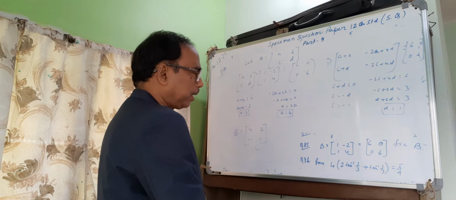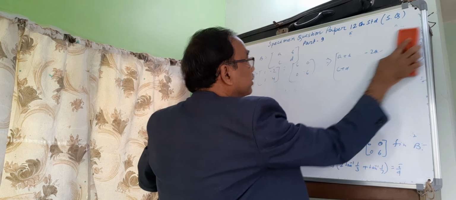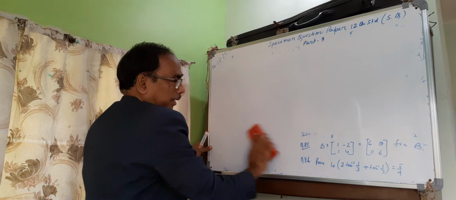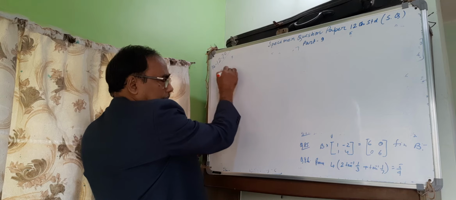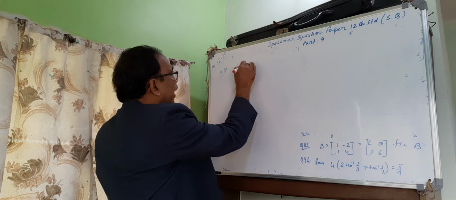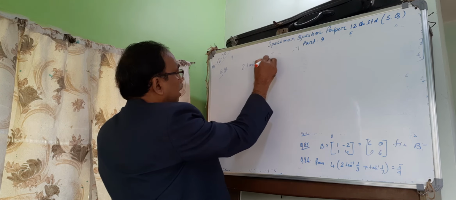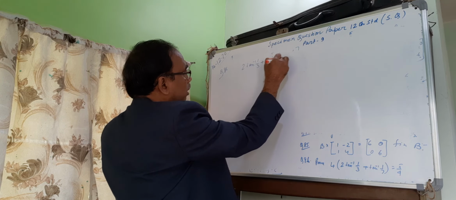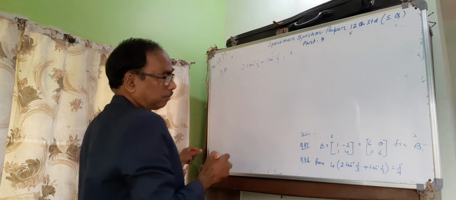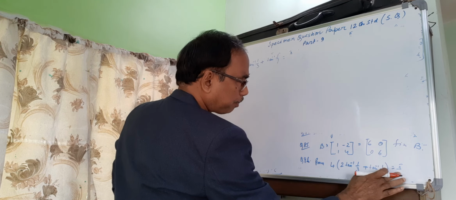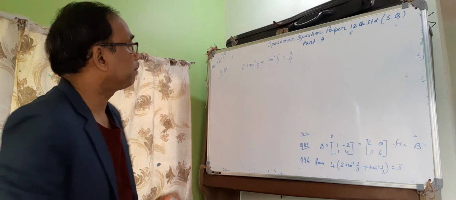Then sum number 86, the last sum. It is an inverse function sum, question number 86. Prove that 2 tan inverse 1/3 plus tan inverse 1/7 equals pi by 4. You have to prove it.